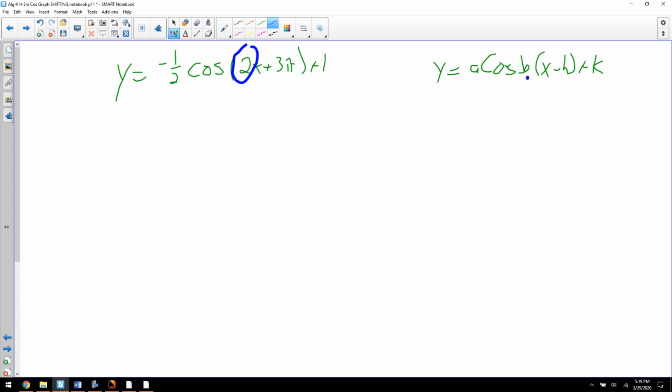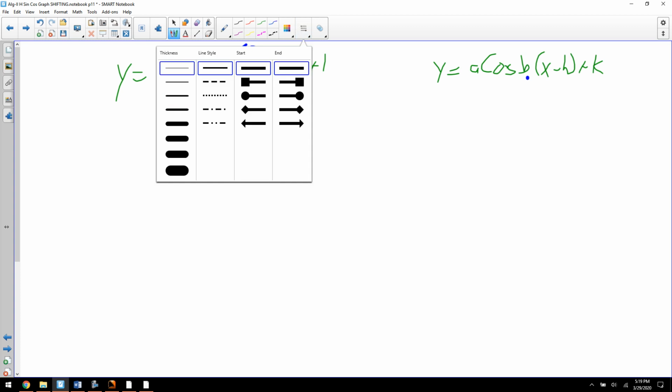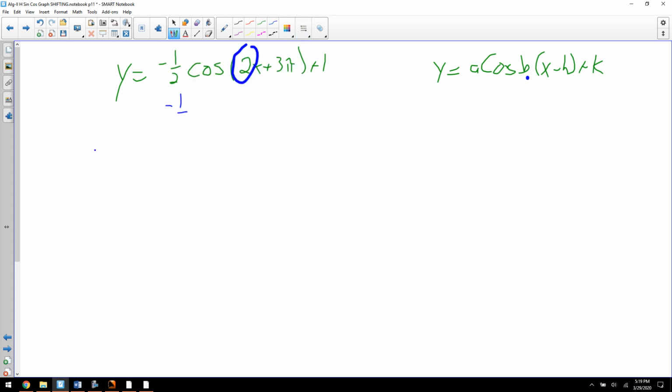So what we have to wind up doing is we have to factor out the 2. And that's kind of the tricky part on this one. That's why I wanted to show you something like this. We haven't had one like this yet. So 2 cosine, 1/2 cosine, and then I have to clear x. And this just becomes 3 pi over 2.